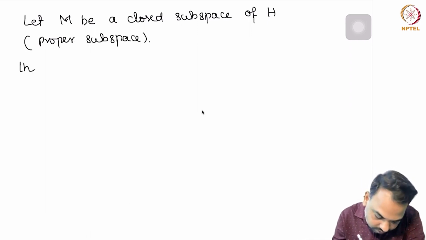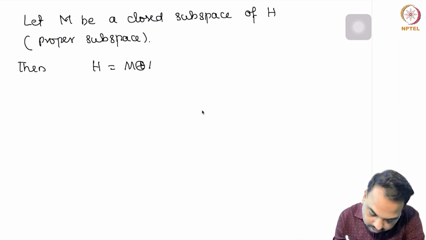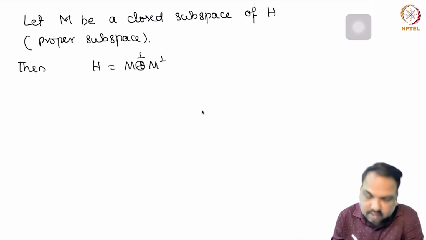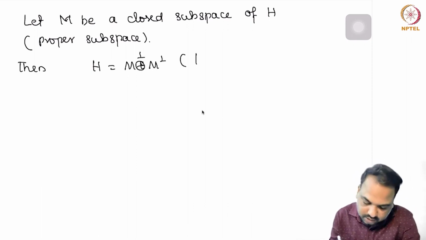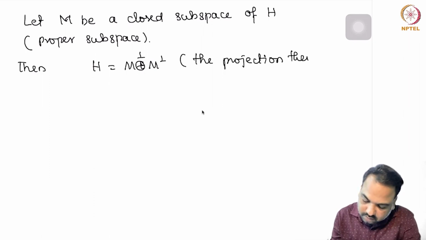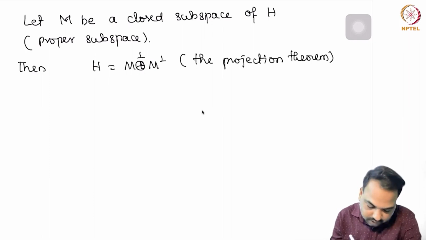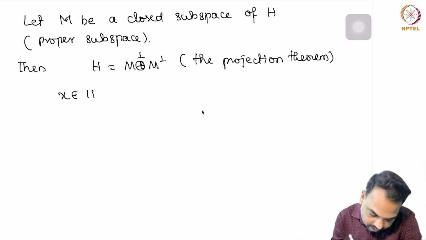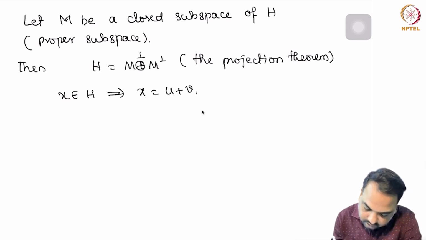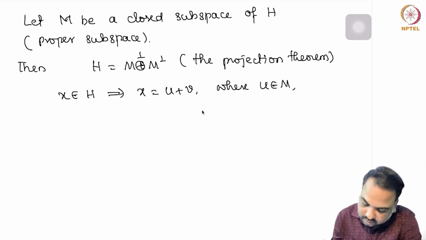Then we have H can be written as M direct sum M perp, here it is an orthogonal direct sum. So this is the projection theorem. That means if x is in H, we can write x as u plus v, where u is coming from M and v is coming from M perp.